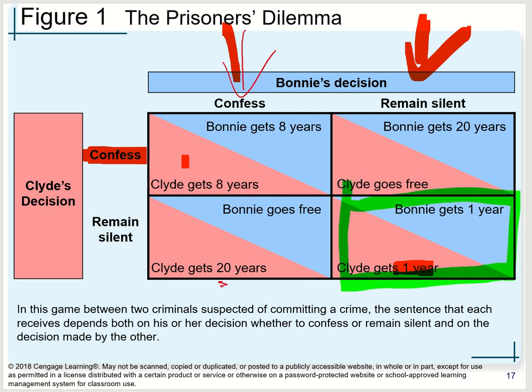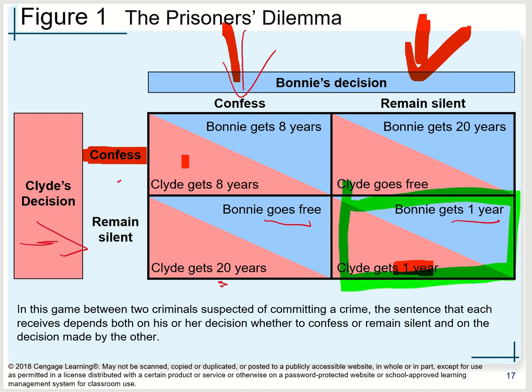So if Clyde remains silent, what should Bonnie do? Bonnie can confess, in which case she'll go free, or Bonnie can remain silent, in which case she'll get 1 year. Now, what is better? Confession is better, right? And then if Clyde decides to confess, what should Bonnie do?